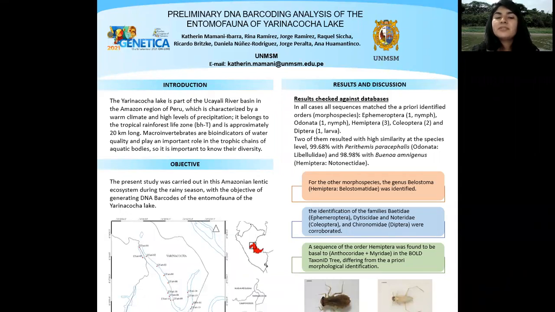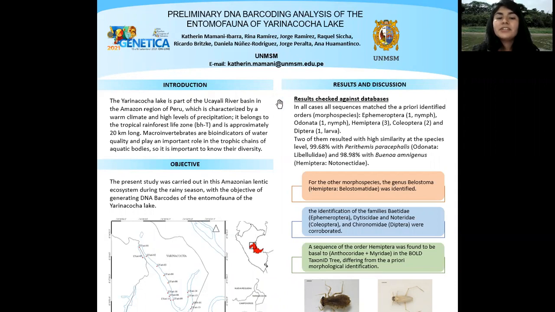Today I will present some of the preliminary results of a big project of DNA barcoding that we are doing here at San Marcos University. I will present the preliminary DNA barcoding analysis of the Entomofauna of Yarinacocha Lake.